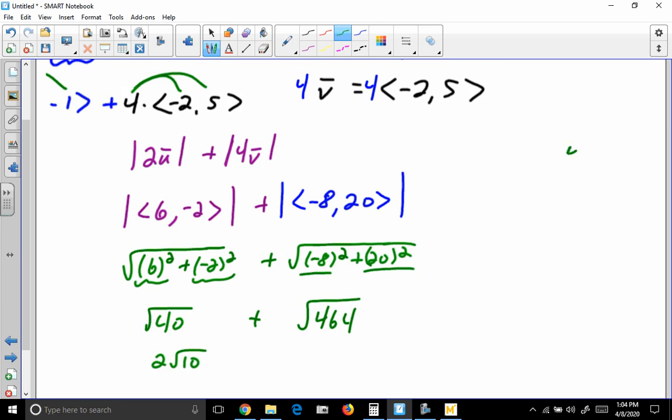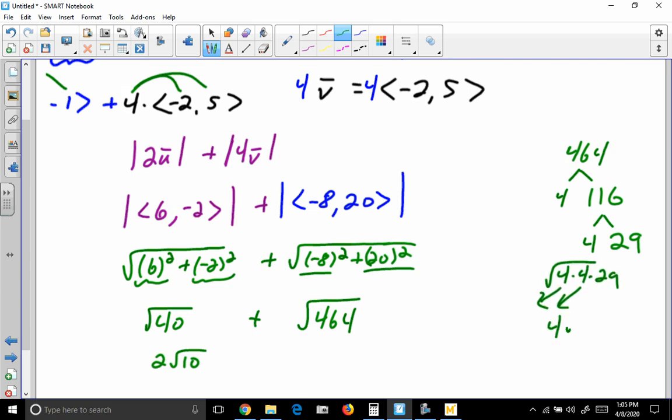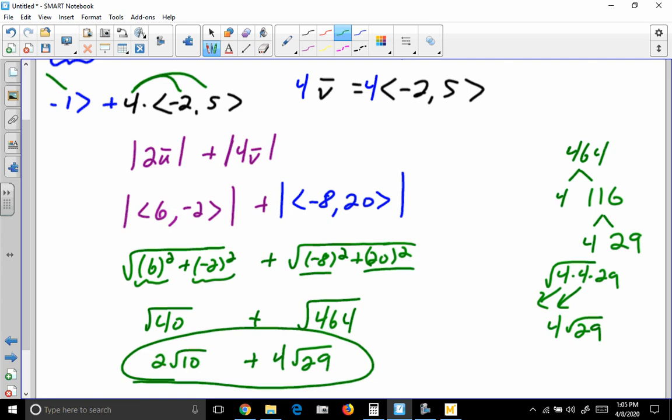So that's not one I know off the top of my head, but I know that 4 goes into that. Let's see, 116. 4 goes into that. Let's see, 29, and then that's prime. So if we take the square root of 4 times 29, we get 2 times the square root of 29. Those are not like terms, so we can't combine those. If it asks for a decimal approximation, you could do that, but this is the exact value there.